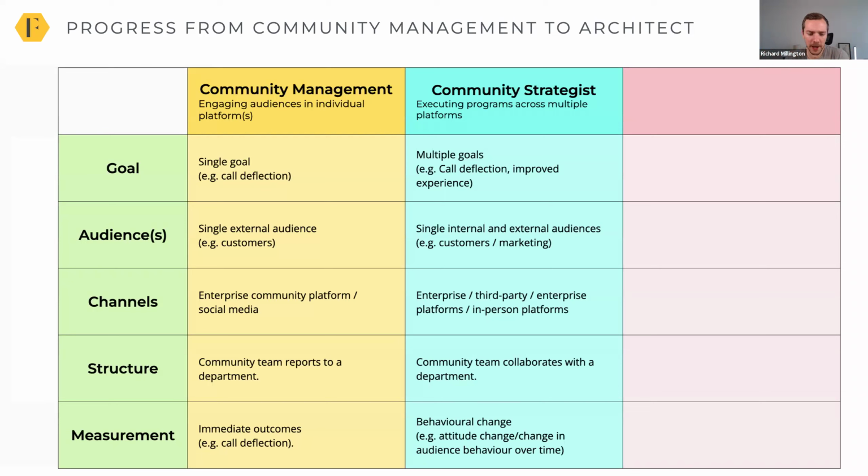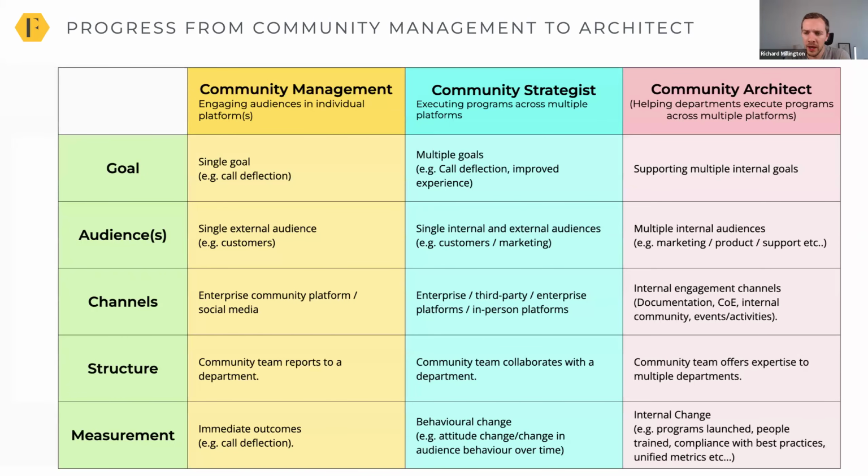And the measurement can often change here. Very often with community management, you might be measuring the immediate outcome, like call deflection, or things that the numbers can give you. When you're looking at multiple channels, usually the measurement adapts to attitude change or change in their behavior over time.